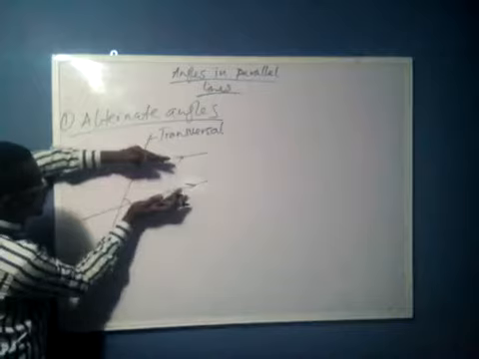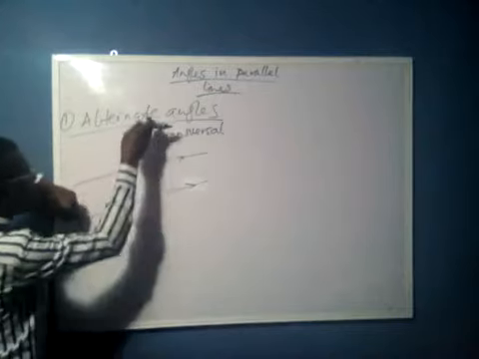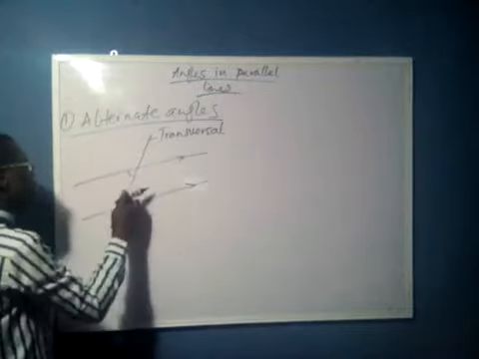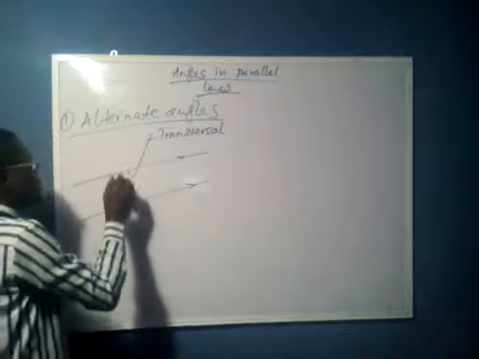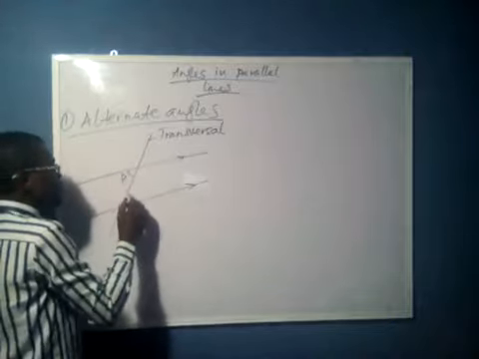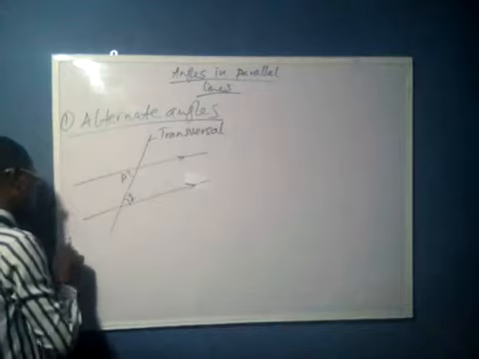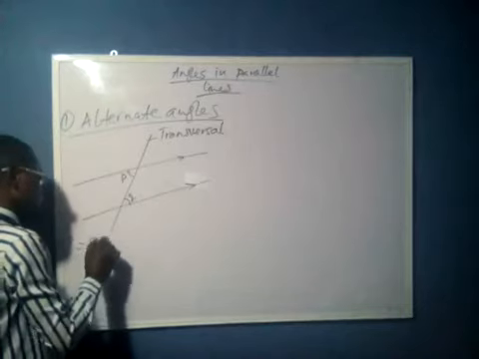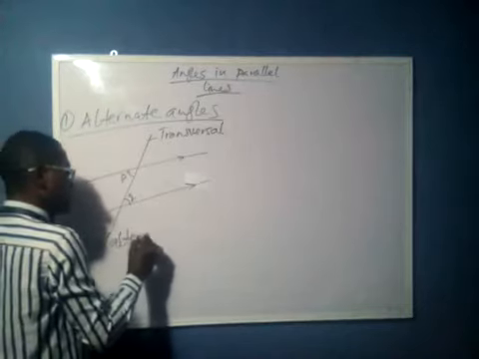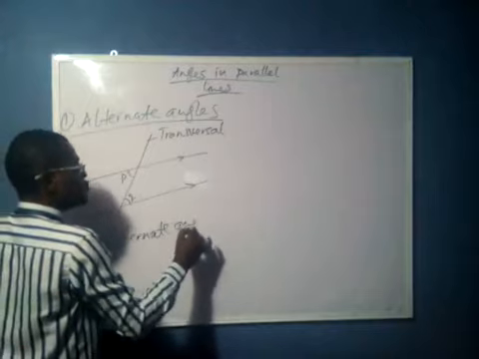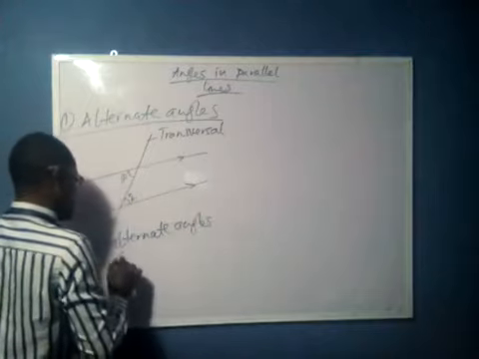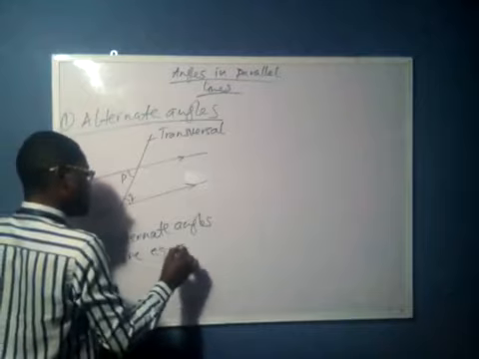Angles within the parallel lines and on opposite sides of the transversal are alternate angles. Let me label this place as P and this place as Q. So we can say that P is equal to Q because alternate angles are equal.